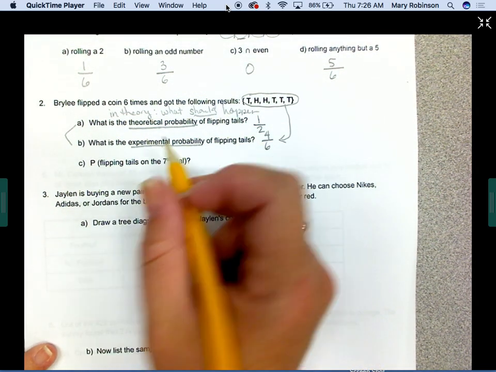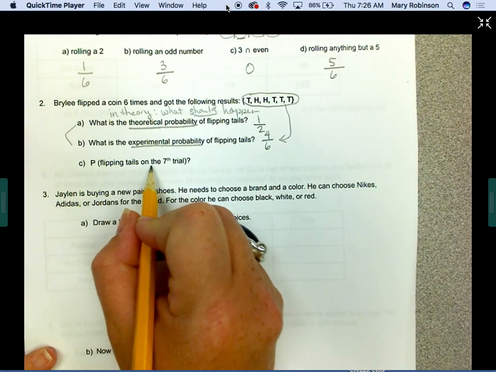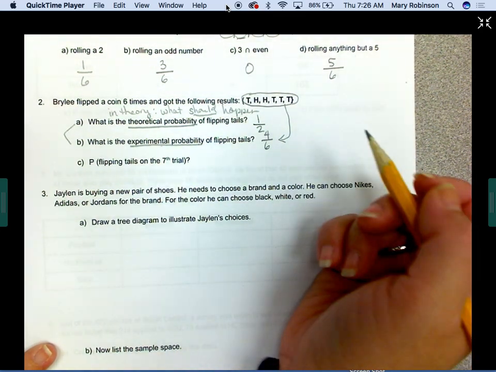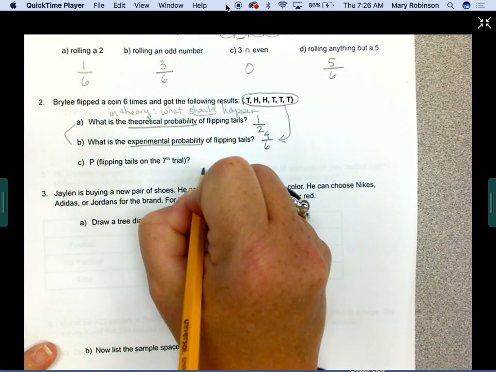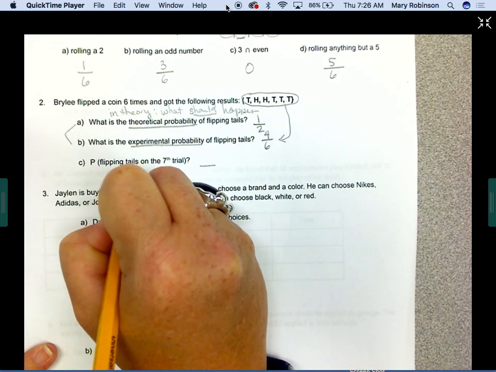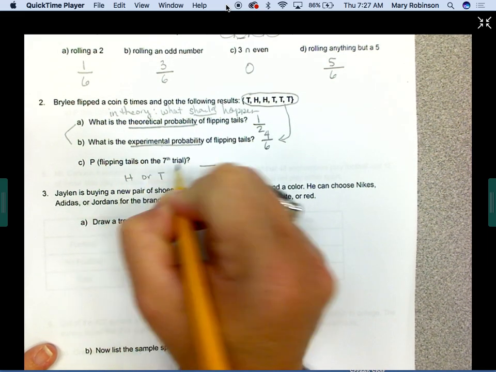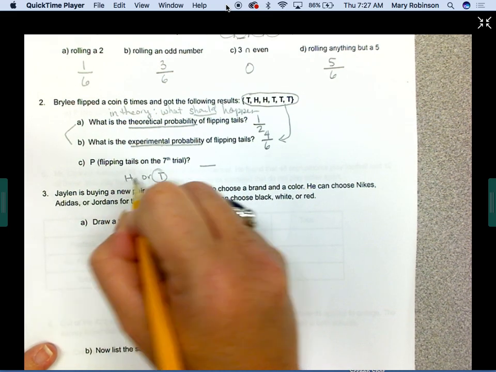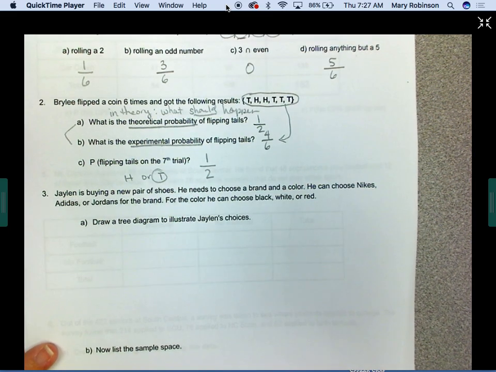Part C asks, what is the probability of flipping tails on the 7th trial? Well, on the 7th trial, my outcomes are a head or tails. So consider that. All I can get is a head or a tails. If I want to know the probability of flipping a tails, it's 1 out of the 2 possible outcomes. So it's just 1/2.